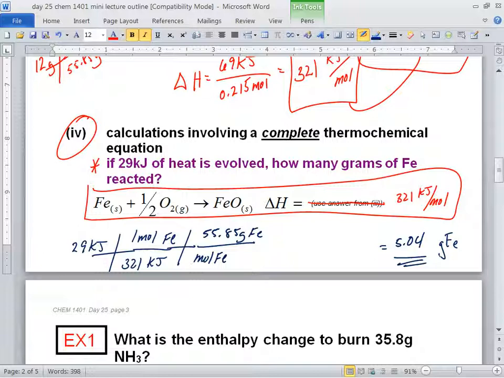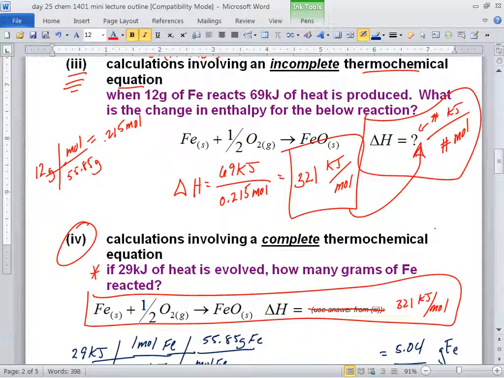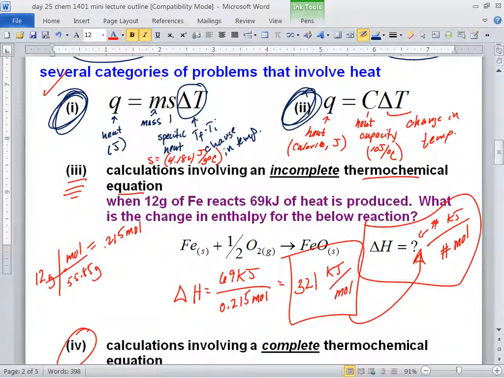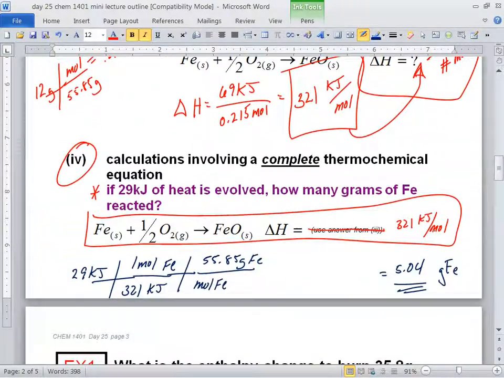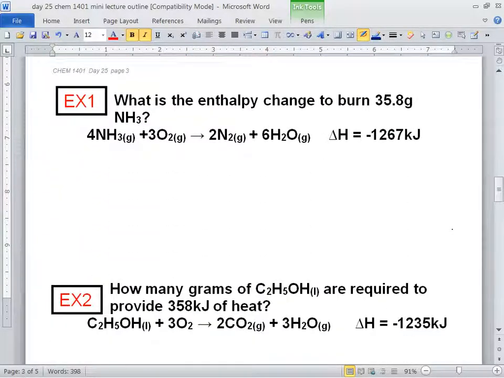So those are the 4 types of problems. The first 2 involve just calculating heat for objects, where they give you the specific heat or the heat capacity. And then the third type is writing complete thermochemical equations. And just remember, delta H is kilojoules over moles. And the fourth type is getting heat when they give you a complete thermochemical equation. And just remember the mole bridge idea. Okay? So let's go to the board and see if we can do a bunch of these, and then we'll call it a day, and you can enjoy your weekend.